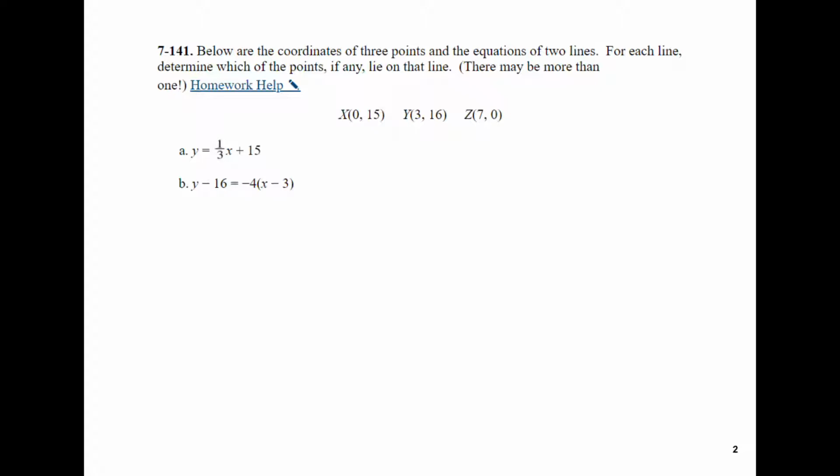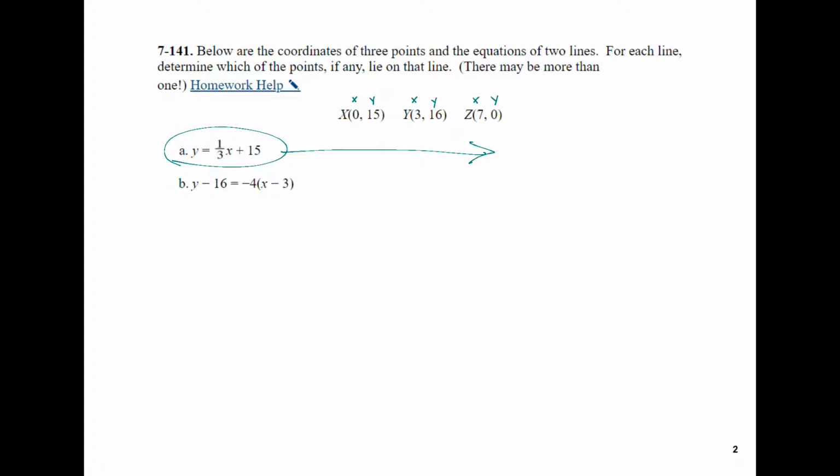7-141. Below are the coordinates of 3 points and the equations of 2 lines. For each line, determine which of the points, if any, lies on that line. So remember, these are coordinates, are ordered pairs, so they represent an x and a y value. So in order for the ordered pair to be a point on the line, when we plug the ordered pair in for the x and the y, we should then get a true statement.